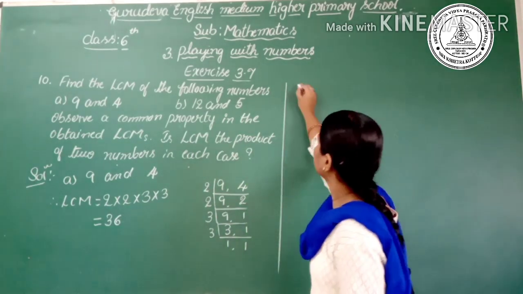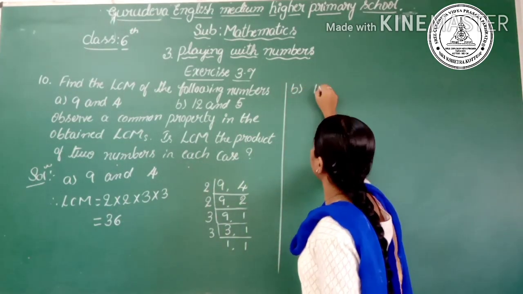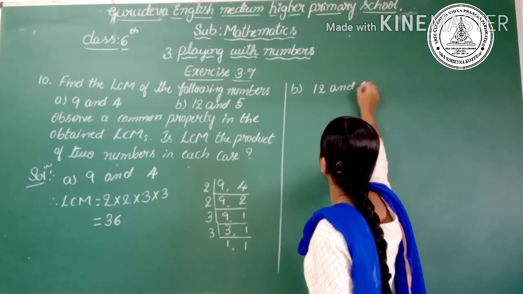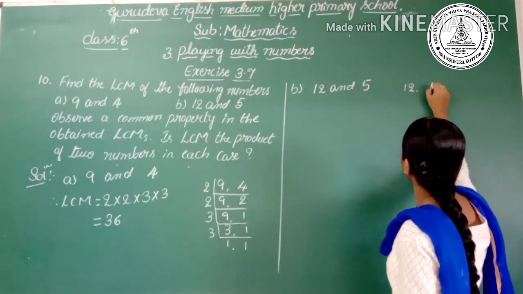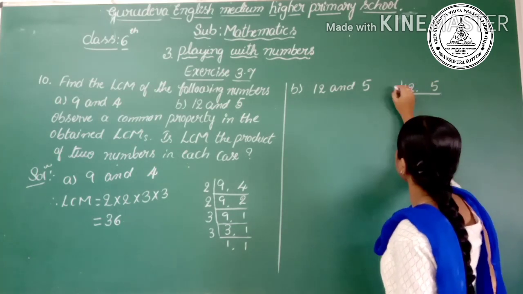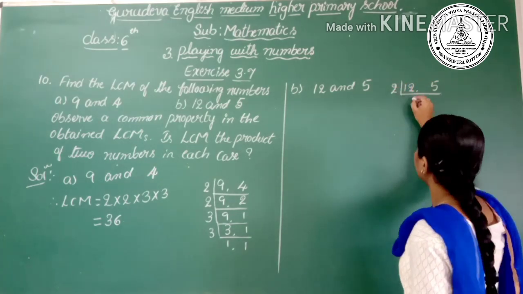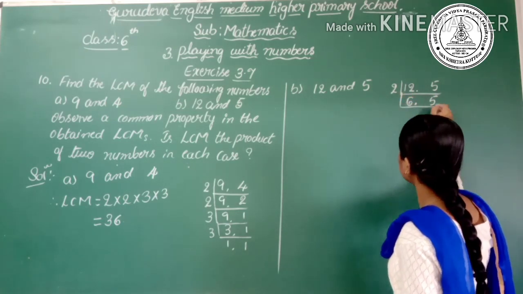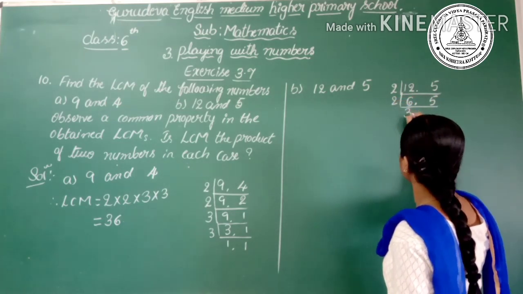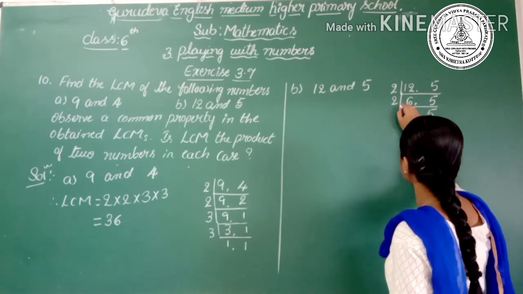Similarly, write the B1. That is 12 and 5. Yes, 12 and 5 factors here. So first we have to take the prime number 2. 2 sixes are 12. Then 5 cannot be divisible, write it as it is. Then 2 threes are 6. Then 5, write it as it is.